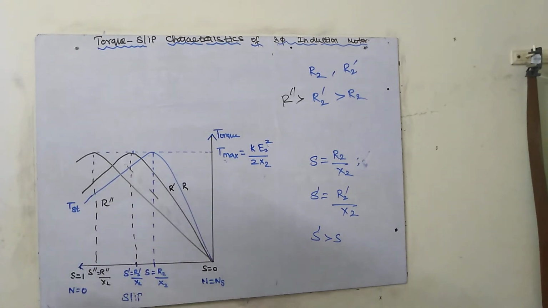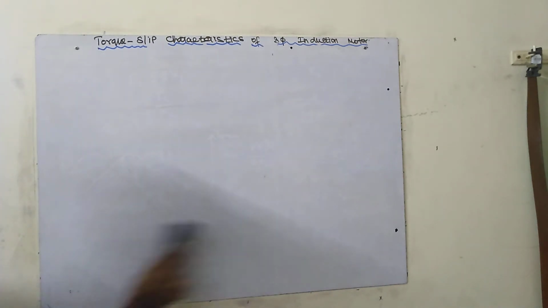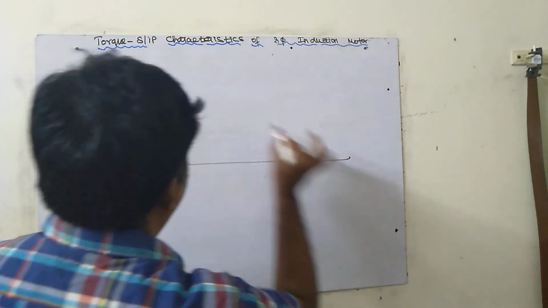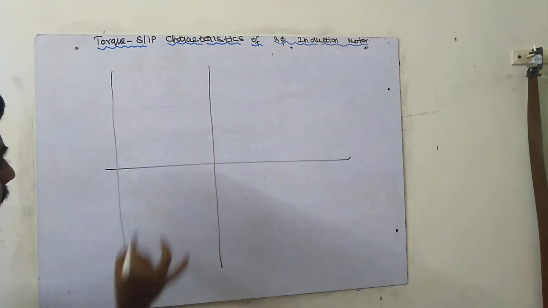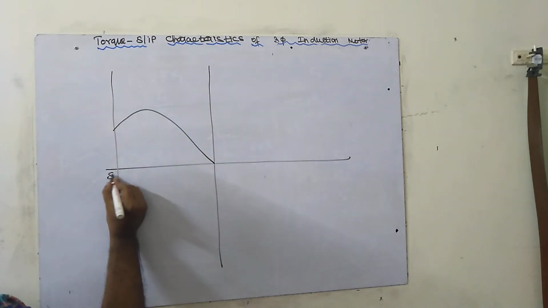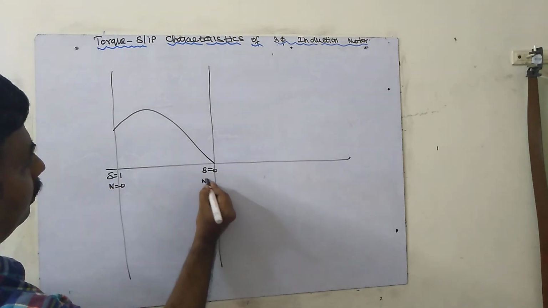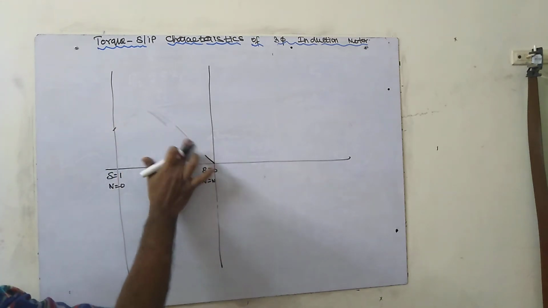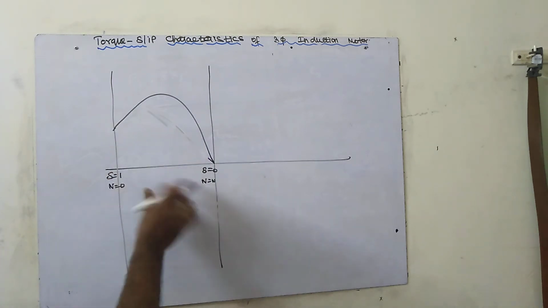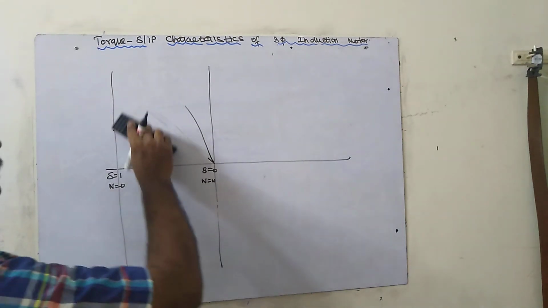Another thing, the same torque slip characteristics in generating mode and motoring mode. This is the motoring mode, because an induction motor means it is in motoring mode only. I am taking it like this: this is our motor, this is motoring mode, and it will be like this. Here S equals 1, here S equals 0, that is N equals 0, N equals Ns. This is our torque slip characteristics. This is the motoring mode. Actually it won't be like this, it will be like this.